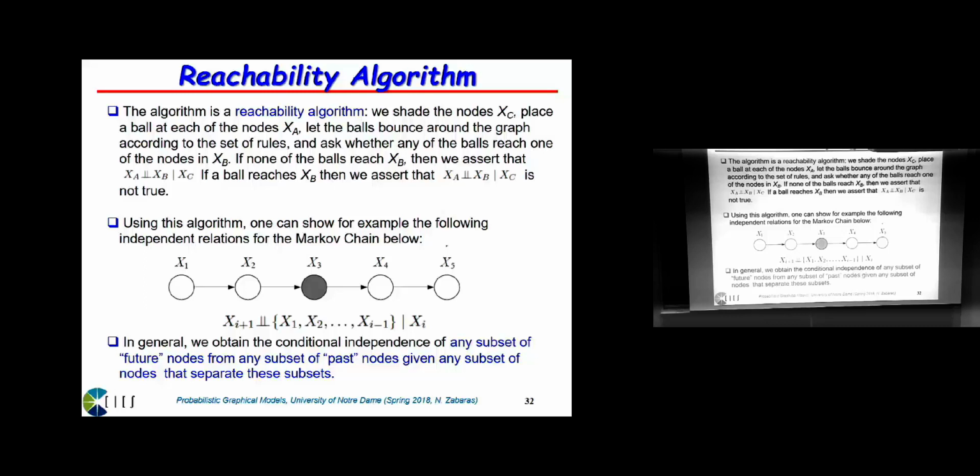Similarly, I want to prove the independence of x4 from x1. If I throw a ball from x1, will it reach x3? Yes, because this node is unobserved, but what will happen at x3? It will be blocked. Now this is a trivial example, and you take it for granted, but if I start making fancy connections between the nodes, this is a very easy algorithm to prove independence without having to do any calculations by hand.